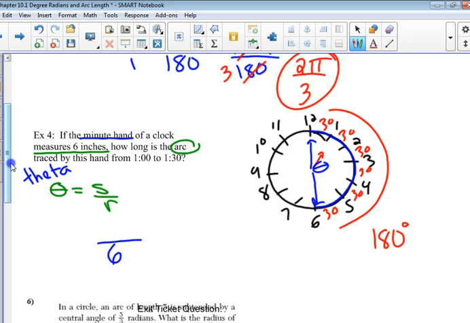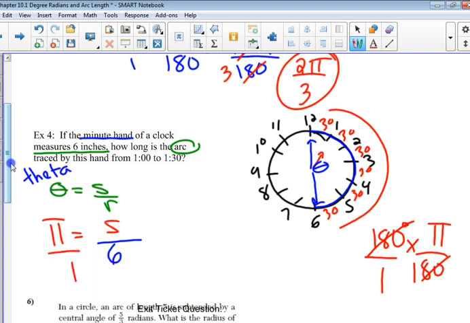Okay. So can we have this go in degrees? No. What do you have to get it into? Radians. Okay. So you know when we're going into radians, we say pi on top over the 180. What's going to happen here? 180s are going to cancel. So we're left with just pi. Okay. Do we know what the S is? No. So when you cross multiply that, 6 pi equals S. Good.